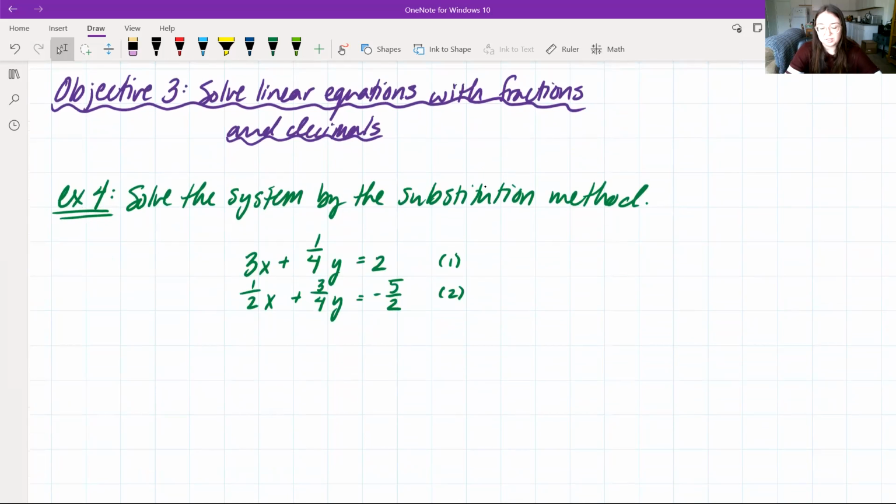Last objective here, which is objective 3, we just want to solve linear equations with fractions and decimals. So example 4, we want to solve the system by the substitution method. Now the only difference is that we have fractions as coefficients instead of whole numbers. But all of our steps will stay or remain fairly the same.